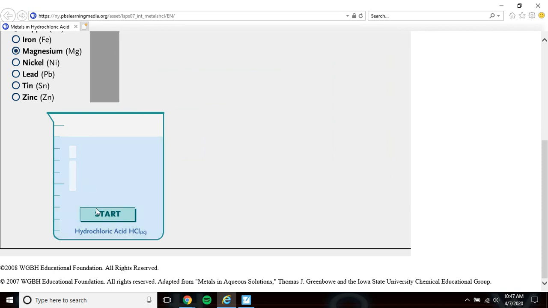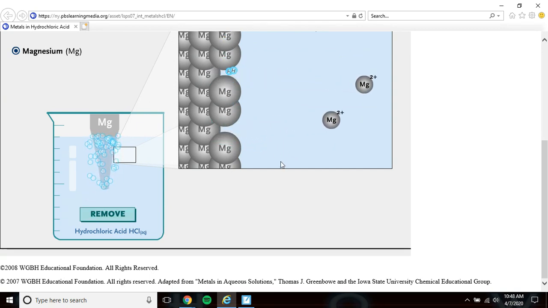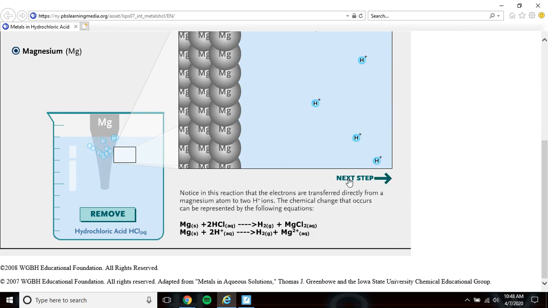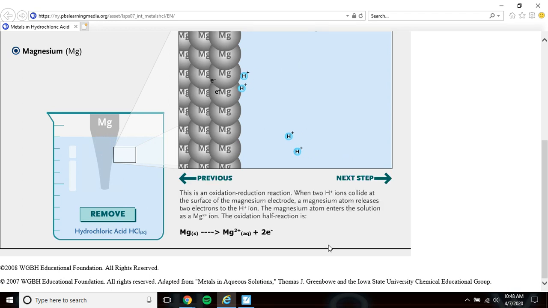Now I'm going to move on to magnesium. Again, we're seeing the H pluses. Each one scoops up an electron, forms diatomic hydrogen gas, and off the magnesium ions go. So for metal, I'm saying magnesium here. Number of electrons transferred, again, is 2. The oxidation half reaction is listed right here. Take a second and write that out.